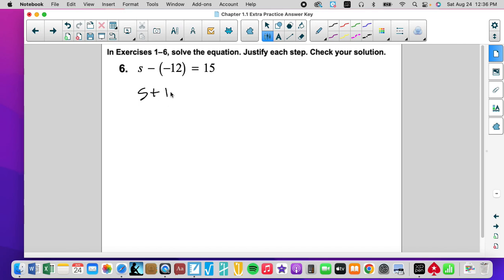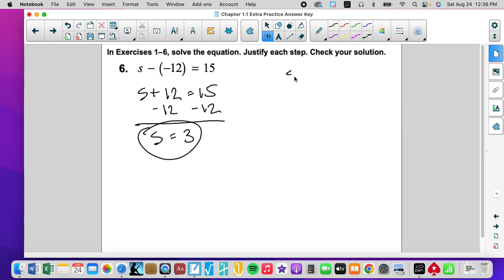We have double signs. I'm going to simplify to make it easier for me to see that the inverse of subtracting 12 is adding 12. Let me restate: S minus 12 equals 15, so S is 3... S equals 3 minus a negative 12 equals 15. I'm going to simplify this because I don't know what 3 minus a negative 12 is.